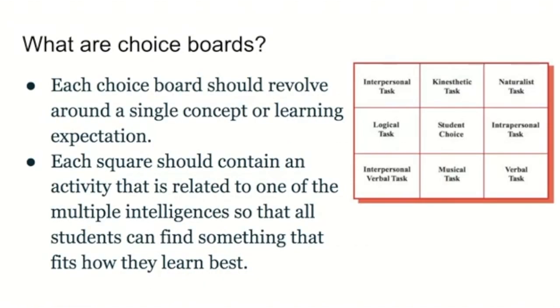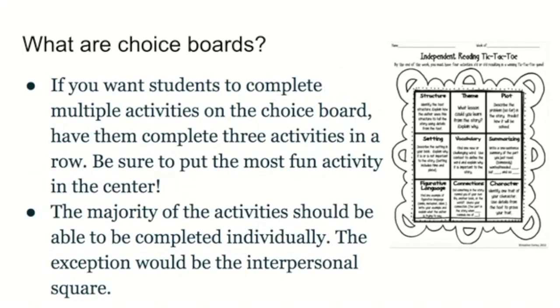But each choice menu or each choice board should revolve around a single concept or learning expectation. This choice board example that you see on the side is relating to multiple intelligences, so that all children can find something that fits how they learn best. Again, that's one person's concept of what it might look like.